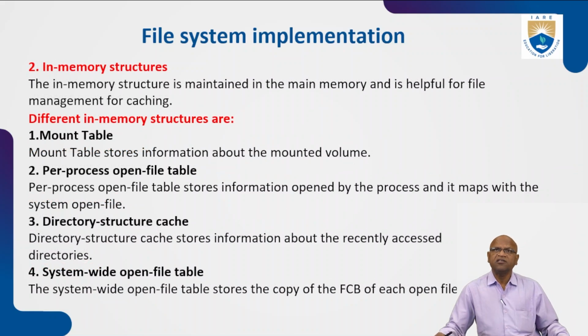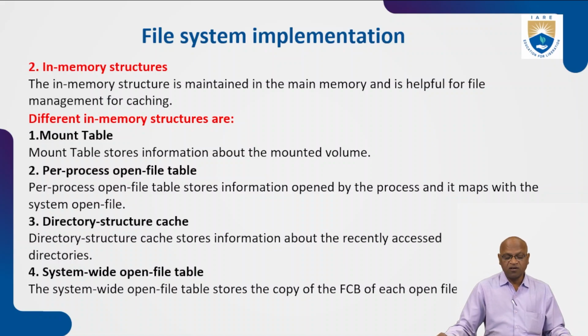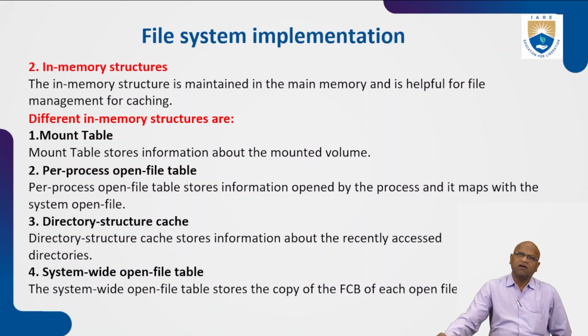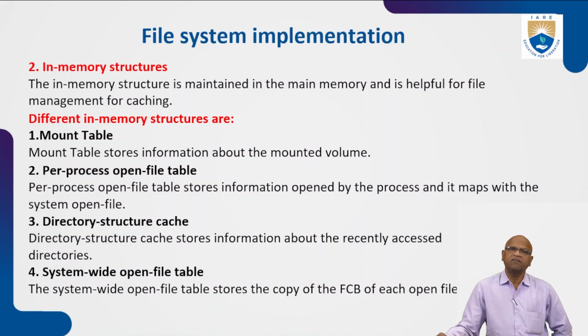In file system implementation, the in-memory structure is maintained in the main memory and is helpful for file management and caching. Different in-memory structures are the mount table, the per-process open file table, the directory structure cache, and the system-wide open file table. All these things will be stored in memory only. The mount table stores information about the mounted volumes. The per-process open file table stores information about files opened by the process and maps to the system-wide open file table.